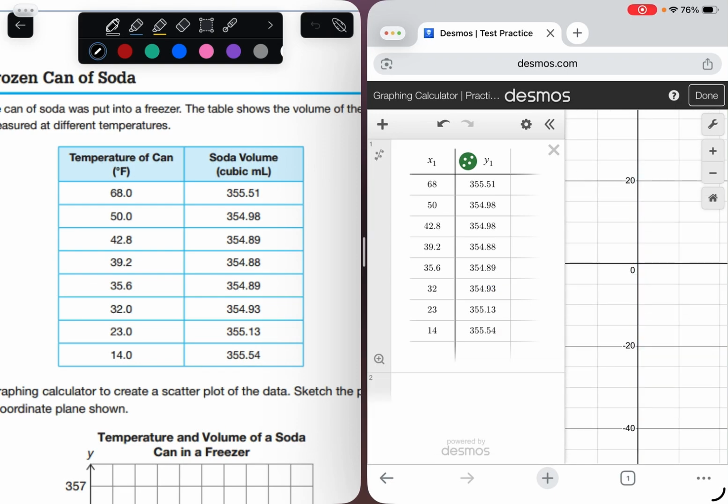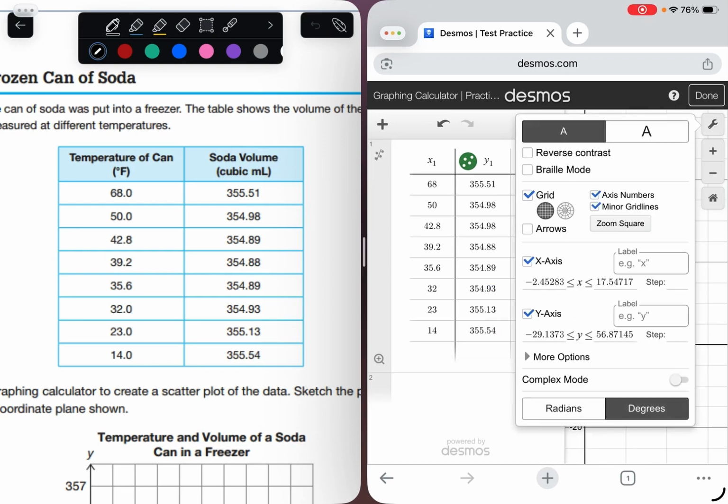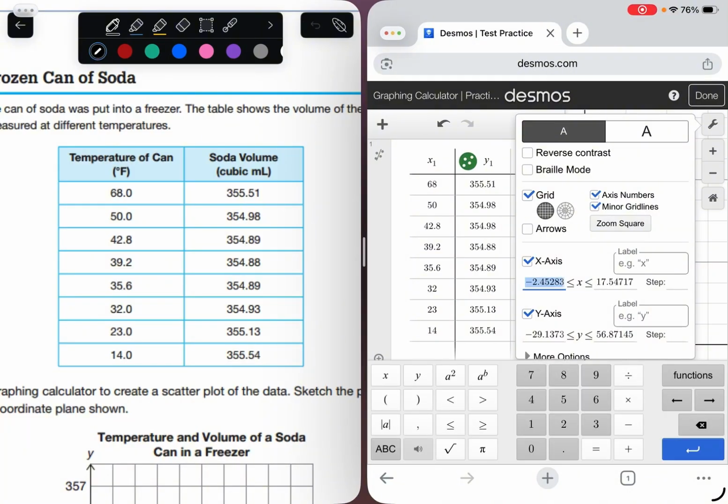So something that may be helpful for us is to press this tool and adjust our values to match the table. And so it looks like the smallest value is 14, so we could say 10 for the x. And then the largest value seems to be 68, and so we'll say 70 for now. We can always zoom out.